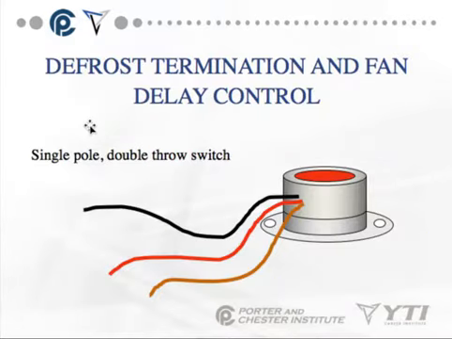This is an example of a defrost termination and fan delay control. It's a single pole, double throw switch. You have to know which wire goes where. If you get these backwards, you can actually burn out a defrost time clock. So again, always look at the label. They're always color coded, but different manufacturers will have the colors in different orders.